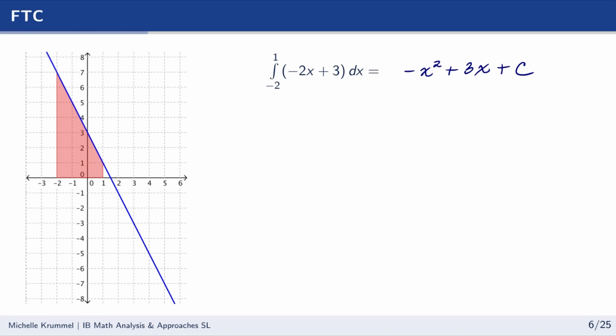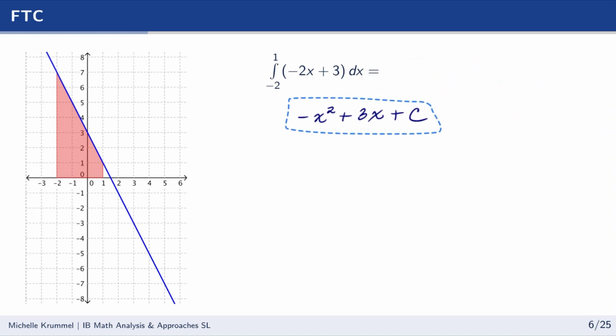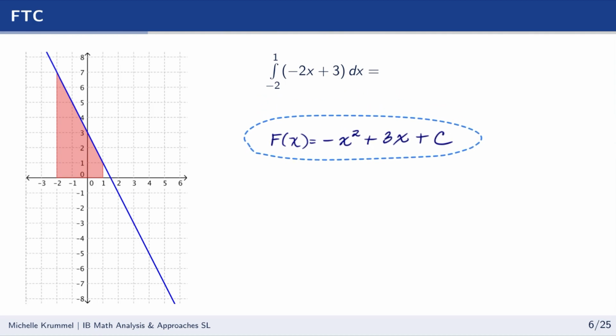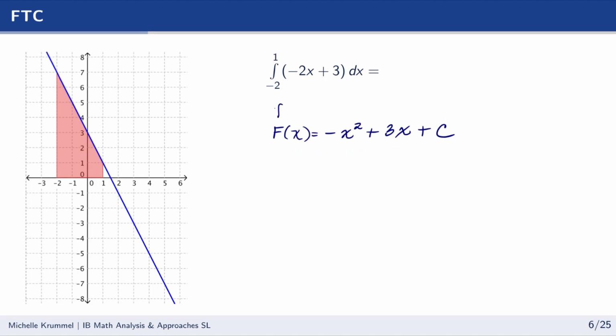So here's the antiderivative function, and you know what? Let me move this down here so that I can label it big F of x. Let's be super clear, coming from the fact that little f of x equals negative 2x plus 3. That's called the integrand, the thing that you're integrating. So if our integrand is negative 2x plus 3, then our antiderivative function, the big F of x, is negative x squared plus 3x plus c.